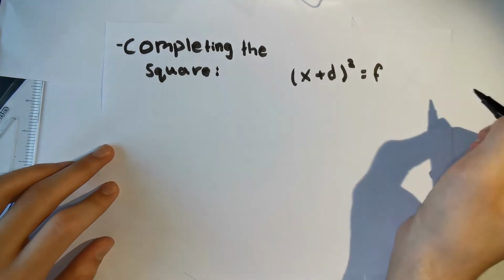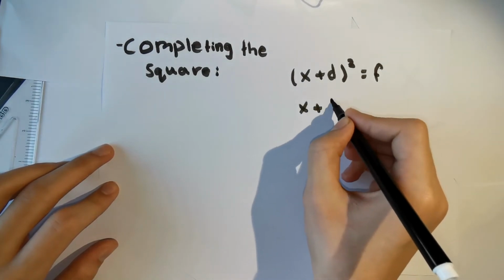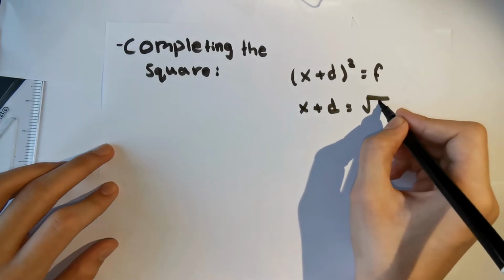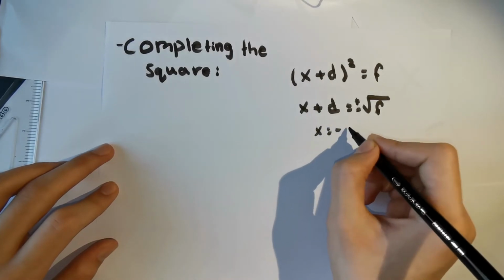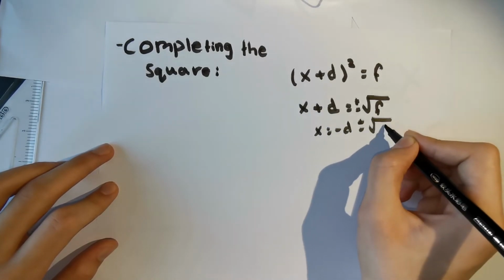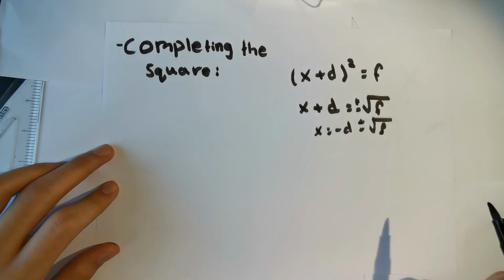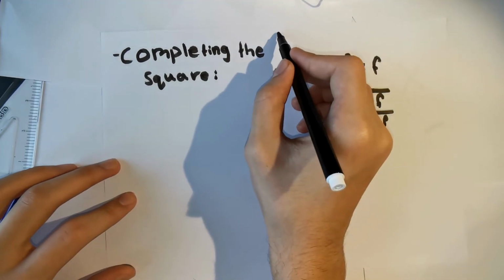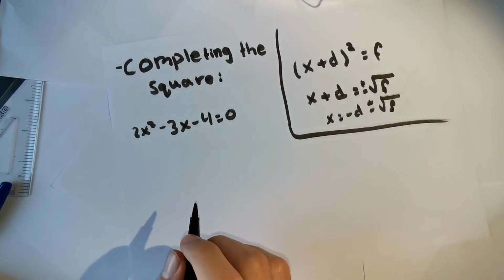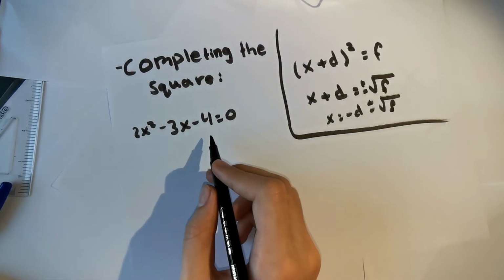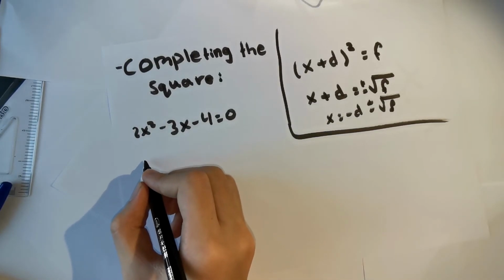So in completing the square, we want to achieve this: x plus d squared equals f, where d and f are numbers. So x plus d squared equals f, so that we can square root both sides and solve this for x. This is one way of solving the quadratic. So here's an example: 2x squared minus 3x minus 4 equals 0. What I usually do is I take the c to the other side of the equation.